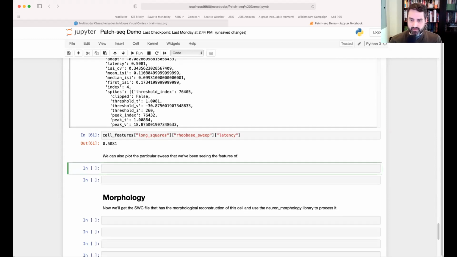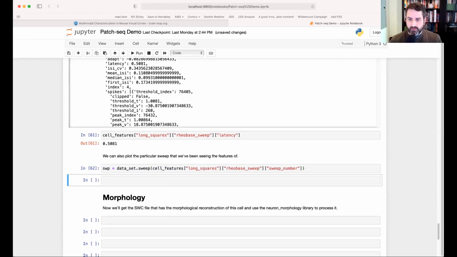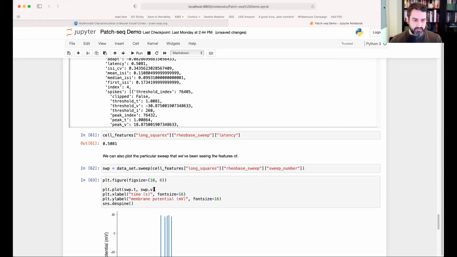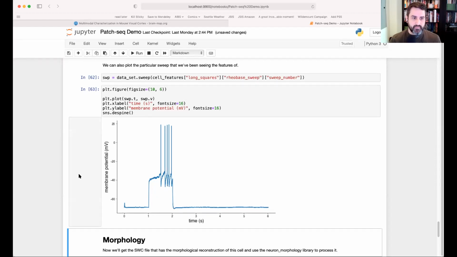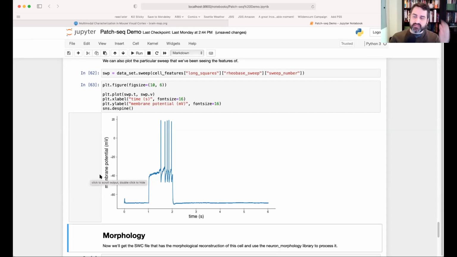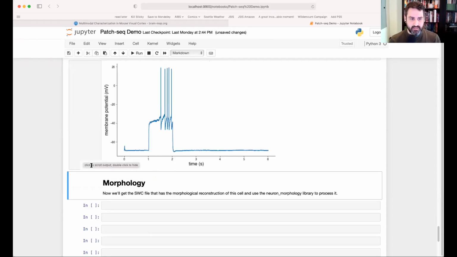We can plot the particular sweep that we've been looking at here. So we can pull that out of the set using the sweep number that was identified from the analysis. And then we could just plot it by plotting its time and voltage. And so you can see here it is. Here's where injection starts. Here's where it starts firing. And you can see again that firing is about halfway through this one current step. Okay, so then you could do this with all the different cells that you're interested in and get all of those latencies out of it.